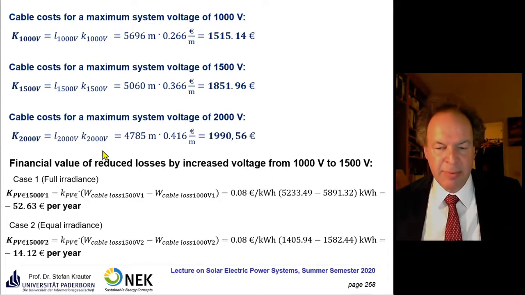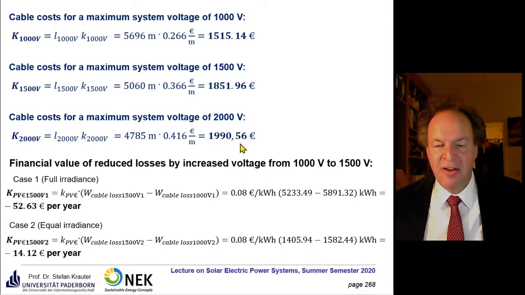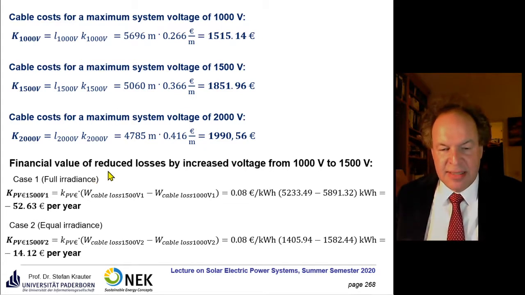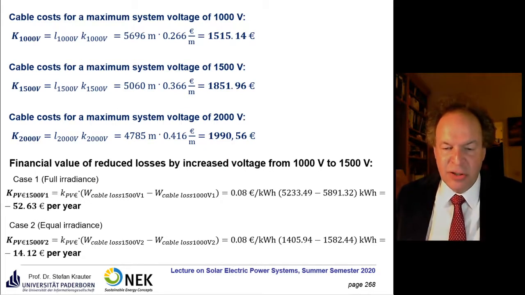And the cable costs for the 2000 volts option. So we have less length but higher costs for the cable. So altogether, slightly increased costs of 1,990.56 euro. So let's calculate the financial value of the reduced cost for the 20 years.